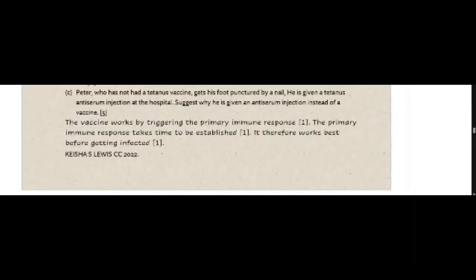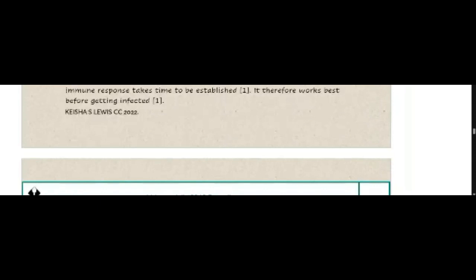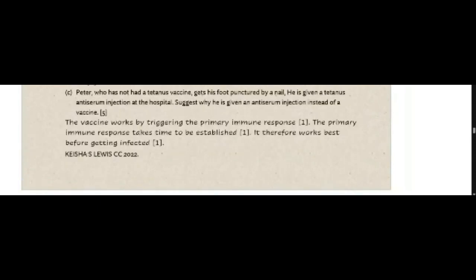Then we have Peter, who has not had a tetanus vaccine. He got his foot punctured and so on. So they're asking, why was he given anti-serum instead of a vaccine? So first you need to indicate how the vaccine works, right? It works by triggering the primary immune response. That's what your specific immunity has to do with, right?